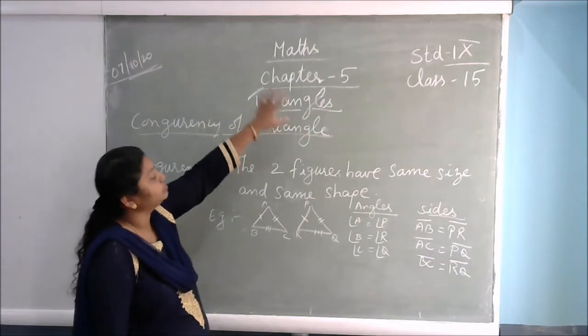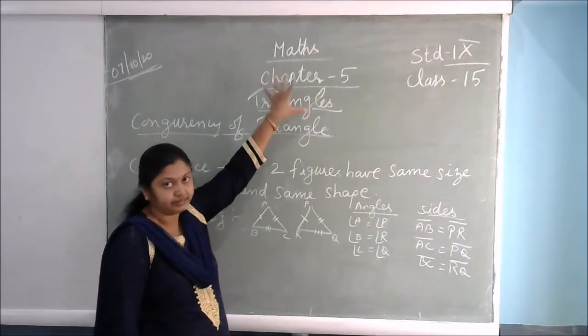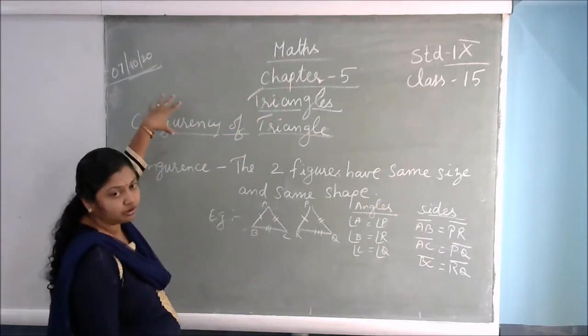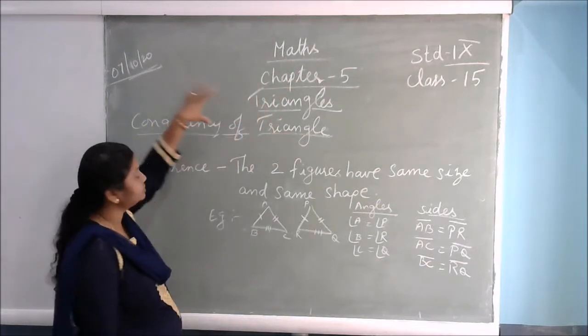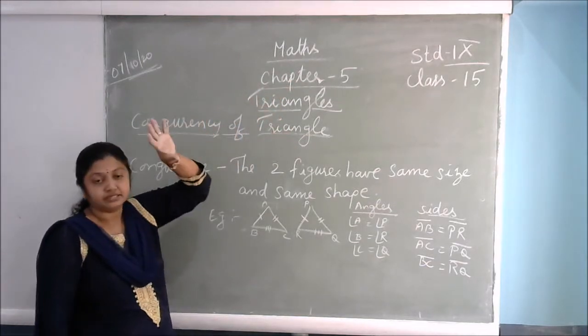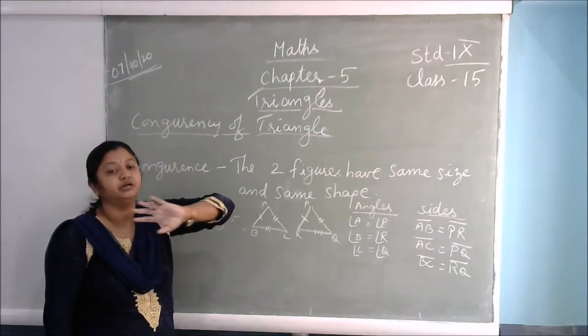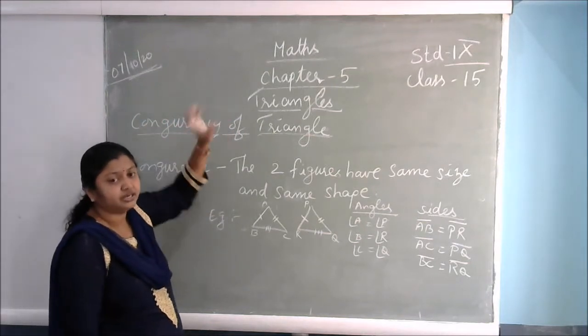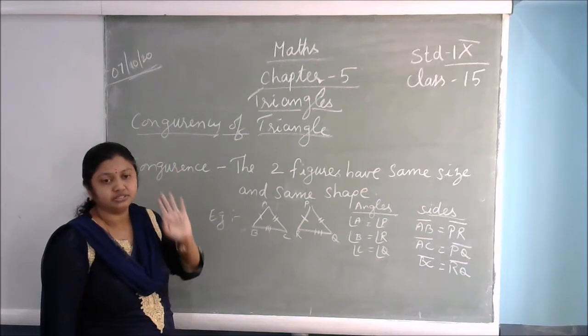Okay, in class 15 you will see the new chapter 5, triangles. About triangles we are going to learn. In the triangles we are also going to learn about the congruency of triangles. What is congruency? I am taking it from the 7th standard: what is congruence and what is similar.